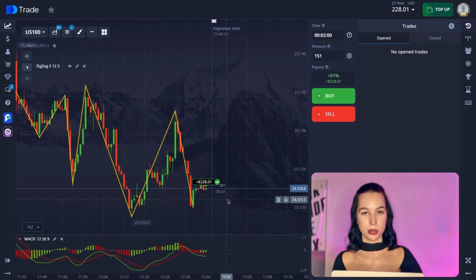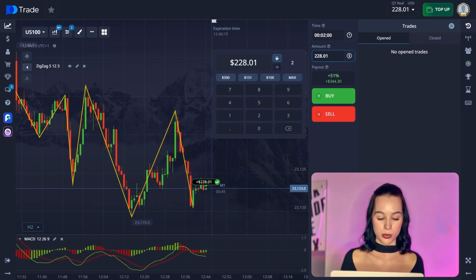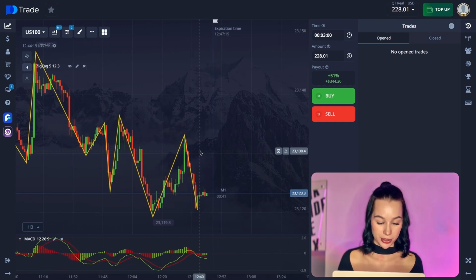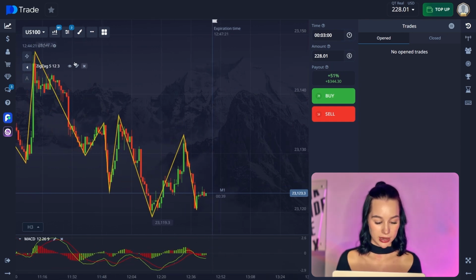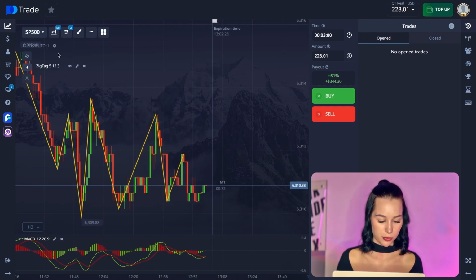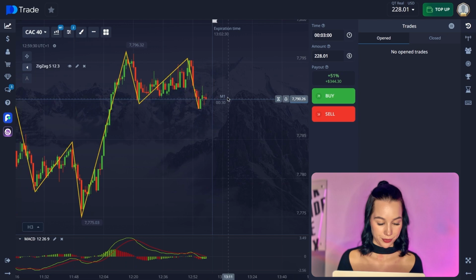Maybe in the future it will go in the upward direction, but for now it was definitely a short correction, and we catch it. It's pretty good. Now let's change to 3 minutes, and let's find some other currency pair. Actually, all of them mostly have 51% payout, but it's still fine.